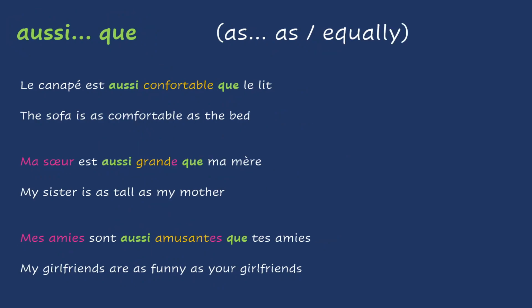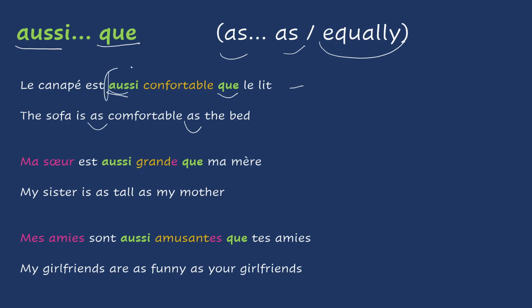Now, if you want to say as, or equally when you're comparing things or people, you are going to use aussi que. For example, le canapé est aussi confortable que le lit. You're comparing the sofa and the bed. The sofa is as comfortable as the bed.